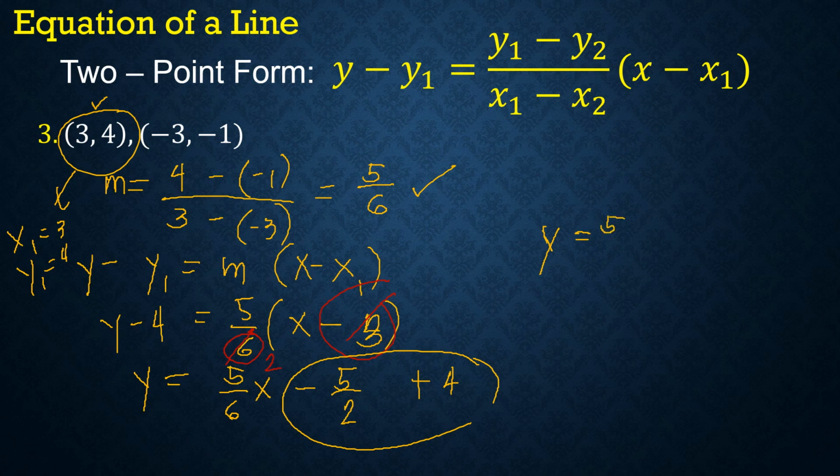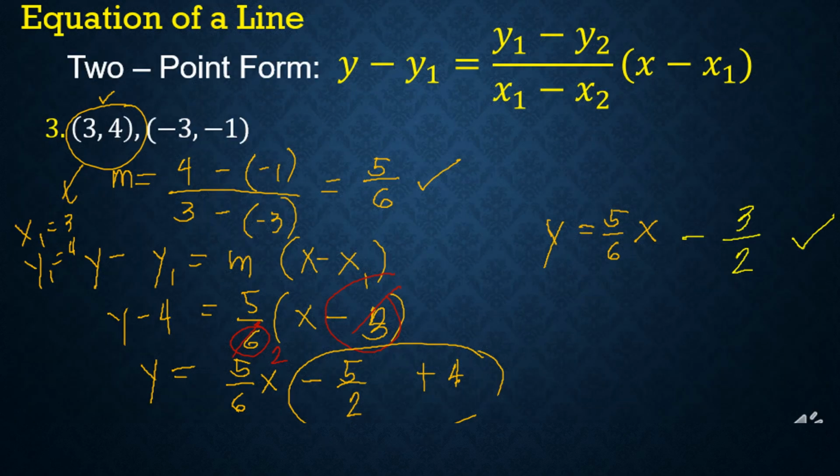So we have y is equal to 5 over 6x. 2 times 4 is 8. 8 minus 5 is 3. So our final answer is 5 over 6x plus 3 over 2. So that is the solution.